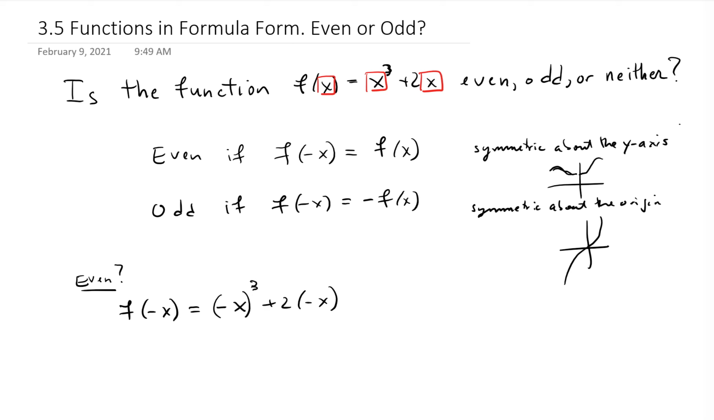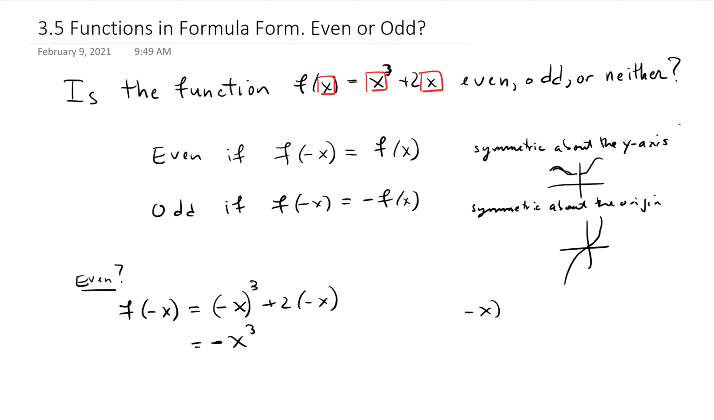Now if we cube minus x, what is that? It's minus x times minus x times minus x. So there are 3 minus signs, and 3 minus signs will give us a minus sign. And x times x times x is x cubed. That's why I was saying that here, with or without the brackets, it's the same thing.